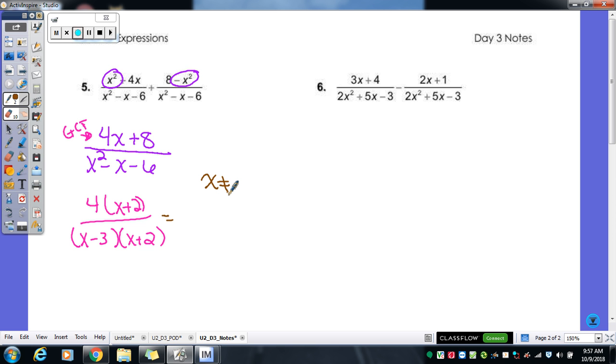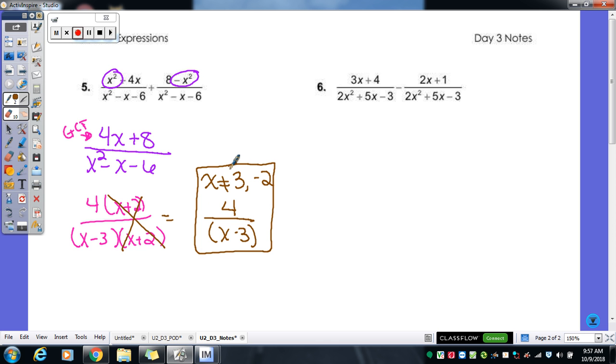Since I have my denominator factored, I'm going to take care of my restrictions quickly. X can't be 3 or negative 2. We cancel out those x plus 2's, one from the top with one from the bottom. We're left with 4 over x minus 3. So there's our final answer on that one with our restrictions.